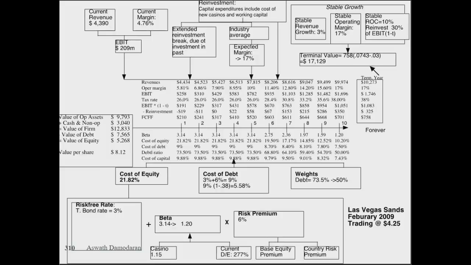So with Las Vegas Sands, I played it by the book. I fixed it on my spreadsheet. I didn't break any rules, but it was essentially creating a pathway back to health. And it shows up as this huge terminal value at the end of the 10th year. I discount it all back. I come up with a value per share of $8.12. And the stock was trading at about $4.25. Ask me the question.